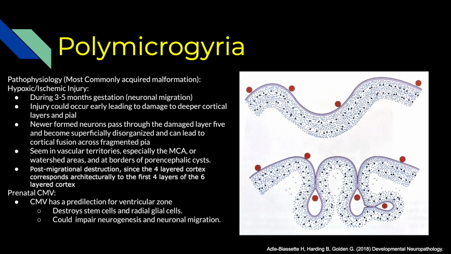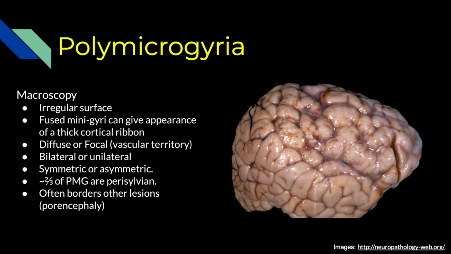Other theories from CMV suggest that because CMV has a predilection for the ventricular zone where your stem cells are, destroying the stem cells and radial glia could lead to impaired migration and neurogenesis that could lead to this aberrant, disorganized process. Again, these are less well characterized than some of the other disorders based on the current available literature.